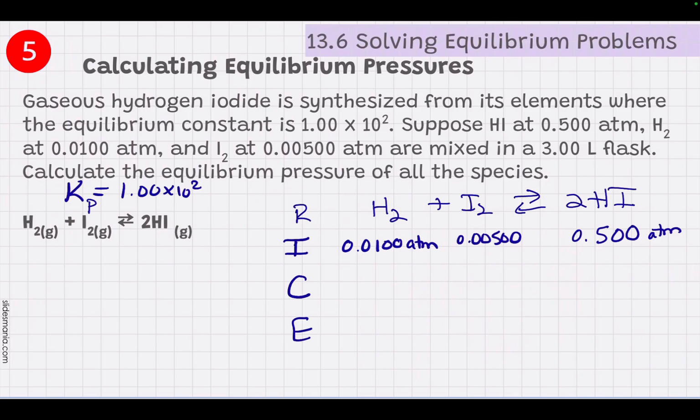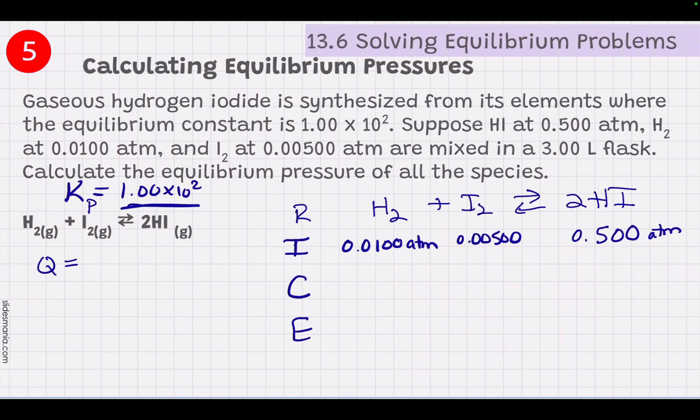So this is where, in the previous problem, we would have then just said minus x or plus x, but we can't be certain right now which one is going to be made and which one's going to be consumed. So what we have to do is calculate Q to decide which way the reaction is going to shift. You can't assume it's going to go to the left because it's possible it has a really large K value. I mean, it is 100. So I'll just show you.